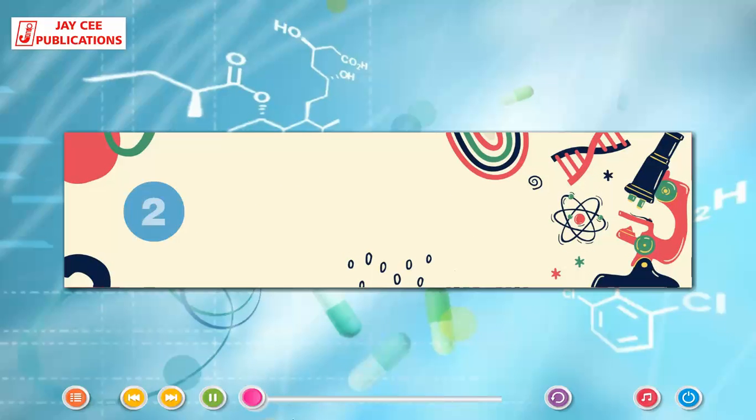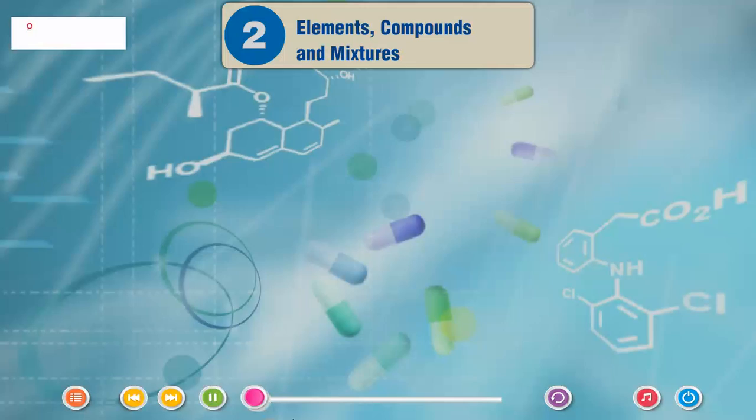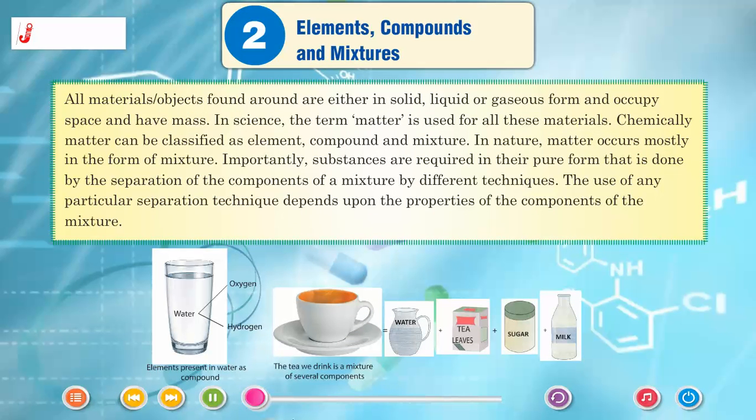Chapter 2: Elements, Compounds and Mixtures. All materials or objects found around us are either in solid, liquid or gaseous form, and occupy space and have mass. In science, the term matter is used for all these materials. Chemically, matter can be classified as element, compound and mixture. In nature, matter occurs mostly in the form of mixture.